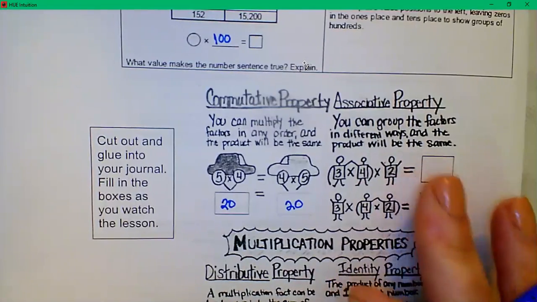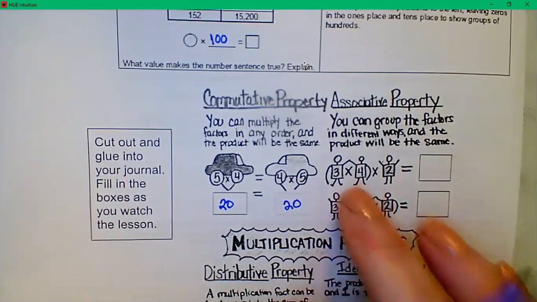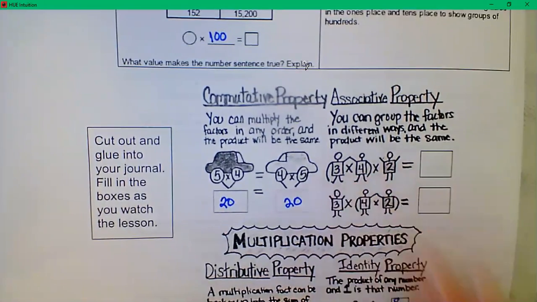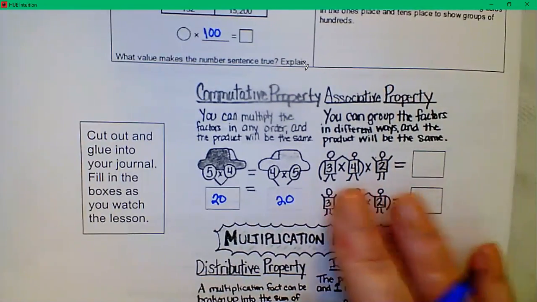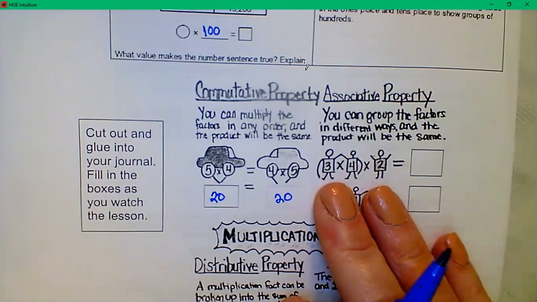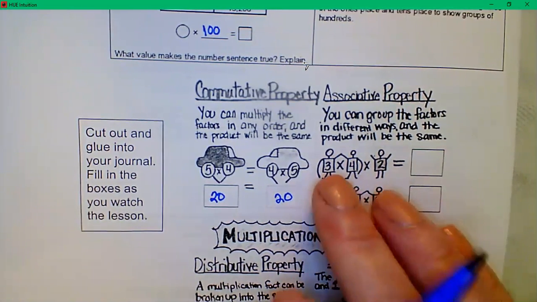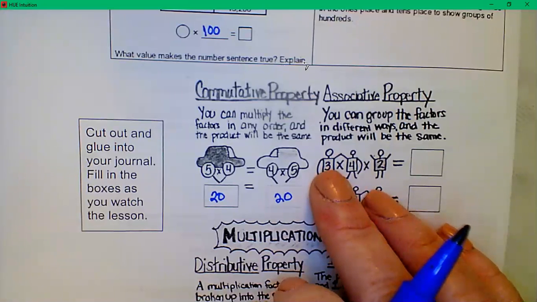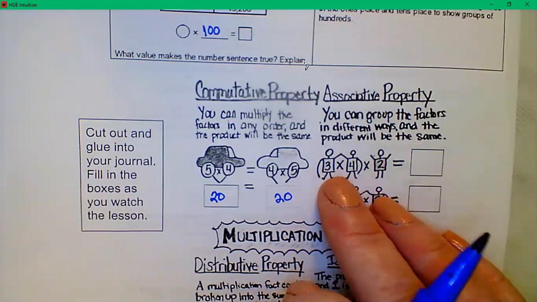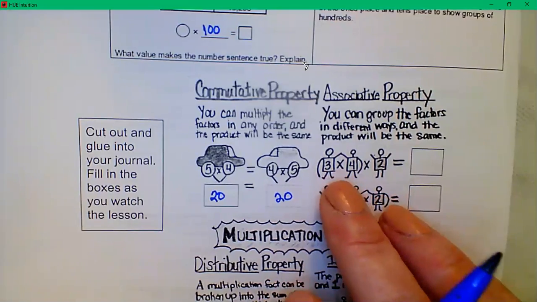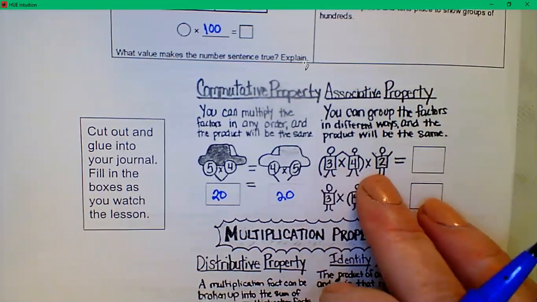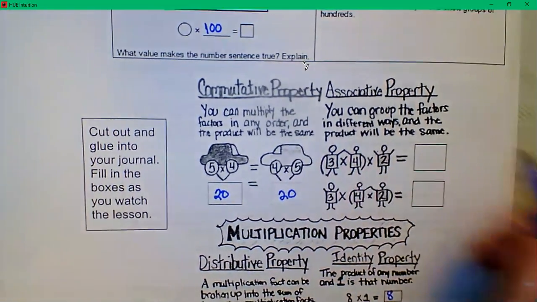The associative property looks similar to the distributive property, only the groupings are a little bit different. We're not decomposing numbers. We're just regrouping them in different ways. So in the first one, they've grouped 3 times 4, which gives you what? 12. And then 12 times 2 gives you? 24. Thank you.